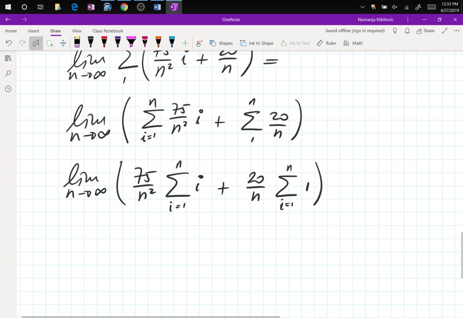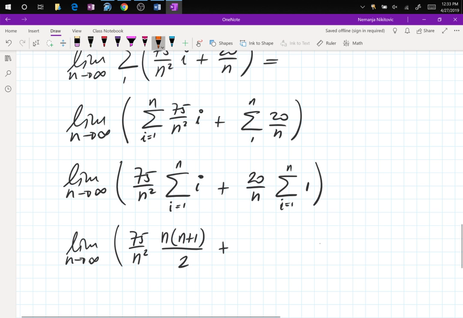So using this table, we now have 75 over n squared, and the sum becomes n(n plus 1) over 2. So that was page 345. Now the second one over here is 20 over n, and this one becomes n. Again, table. Page 345.